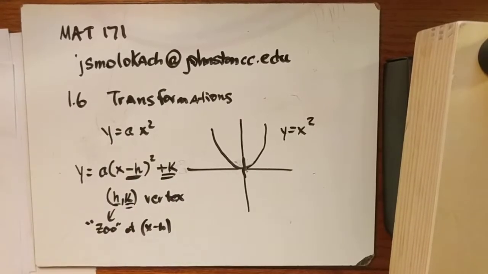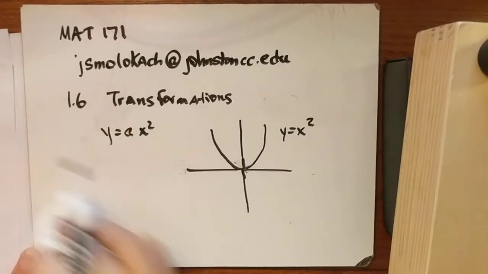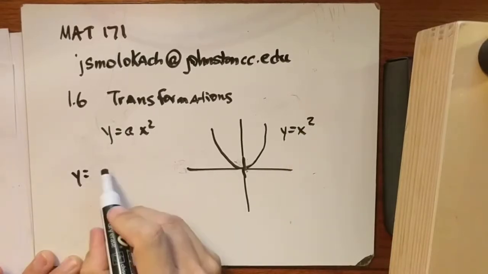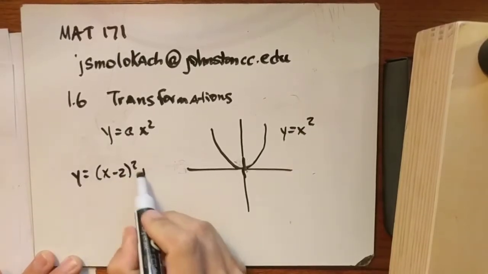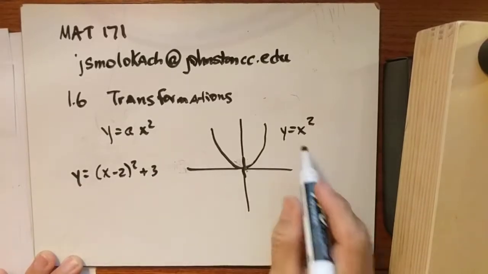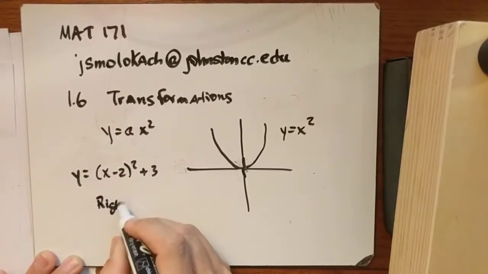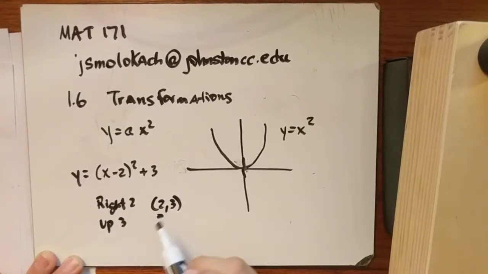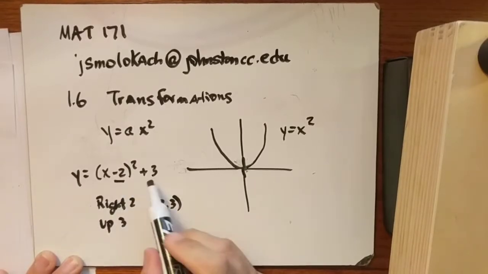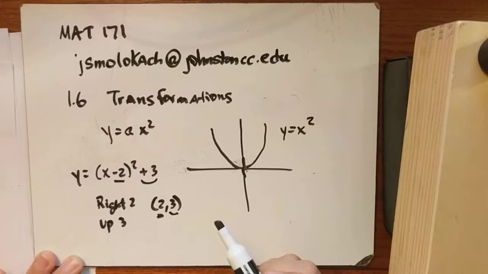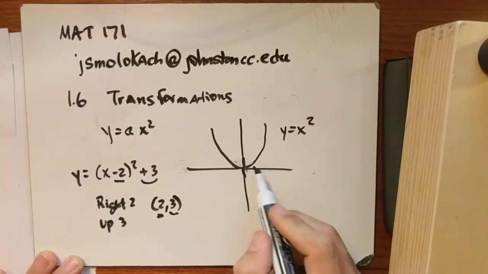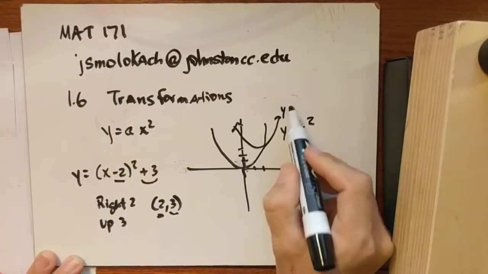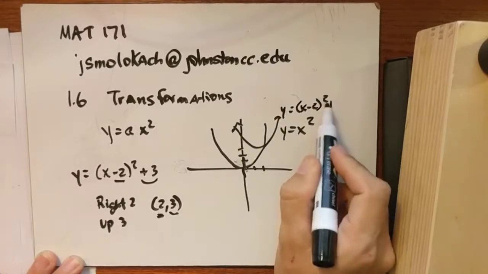So for example, if we had y equals 1x squared again, but let's say we had x minus 2 squared plus 3. What would happen to this graph is it would move right 2 and up 3 because the vertex is positive 2, 3. Again, this is positive because this is negative, but it's the same thing for the y value there. So everything would go to the right 2 units and up 3 units, and then you draw your same parabola. That would be y equals x minus 2 squared plus 3.